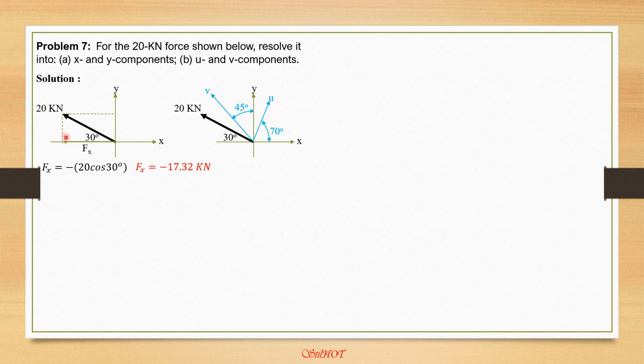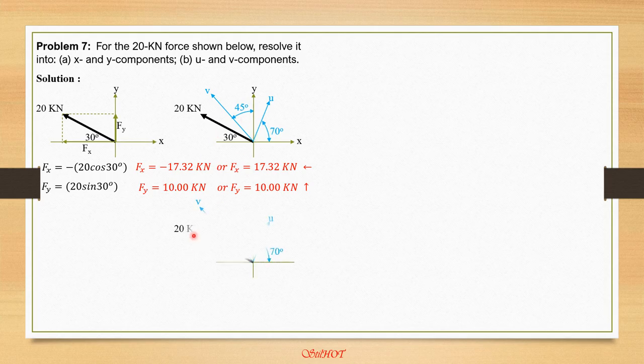Fy is directed upwards, so it is positive. Or Fx is 17.32 kilonewtons leftward. Fy is 20 sine of 30, so Fy is 10 kilonewtons upward. Or Fy is 10 kilonewtons upward.